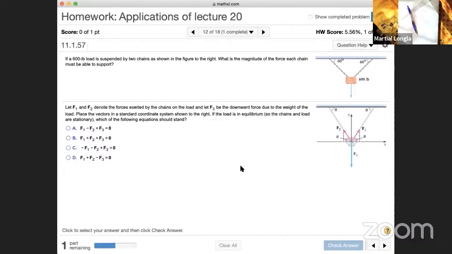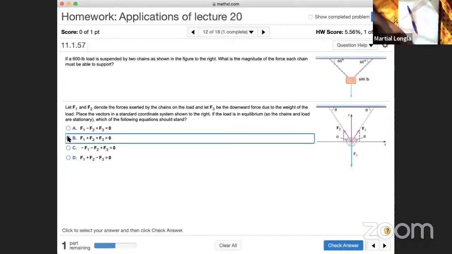And the answer is B in this case because we are applying the theorem that the sum of external forces is equal to 0 for a solid that is at equilibrium, that is not moving. When the solid is not moving, the sum of all forces that is external to it is equal to 0. And those forces here are F1, F2, and F3. It doesn't matter in what direction it points. That's why here the answer should be F1 plus F2 plus F3 equals 0.